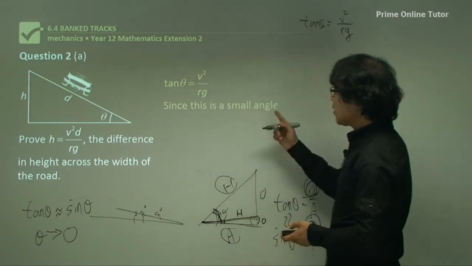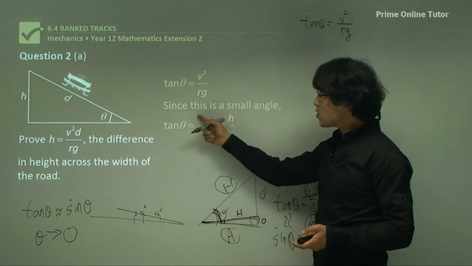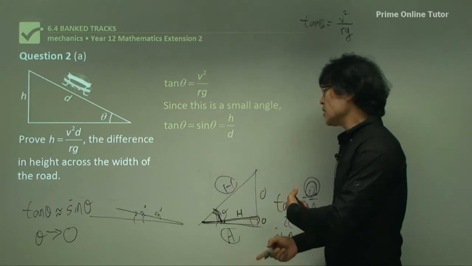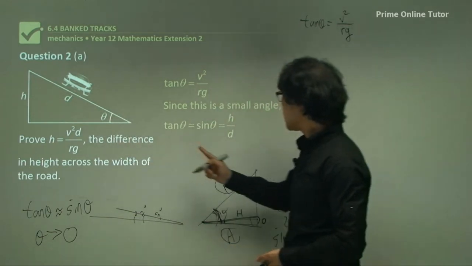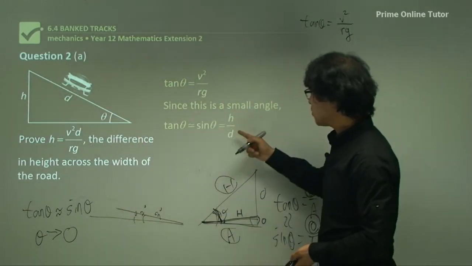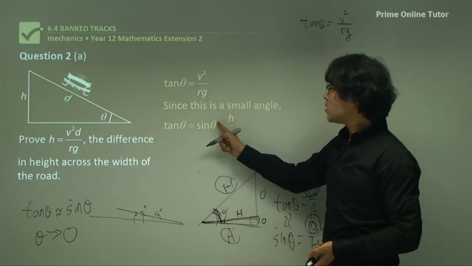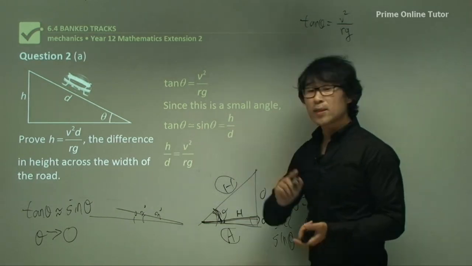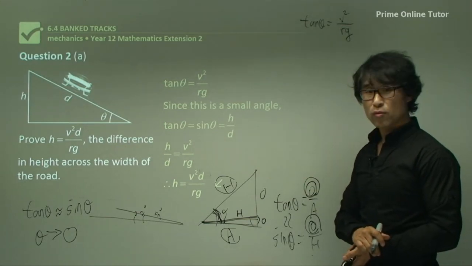Now in the small angle, tangent theta is very similar to sine theta. So this is what I just explained to you guys. And what's the definition of sine theta? Sine theta equals h, opposite, divided by the hypotenuse. So h divided by d. So tangent theta is v squared divided by rg, which is equivalent to h divided by d. Just write them. Then write h the subject. Then that's the stuff that we are going to prove. Understand that?